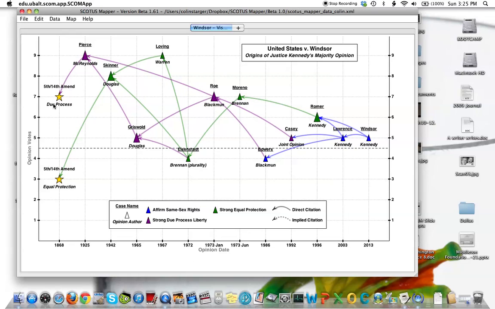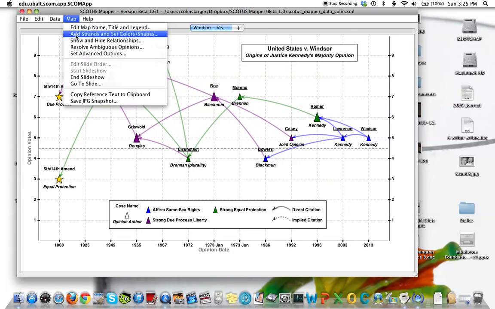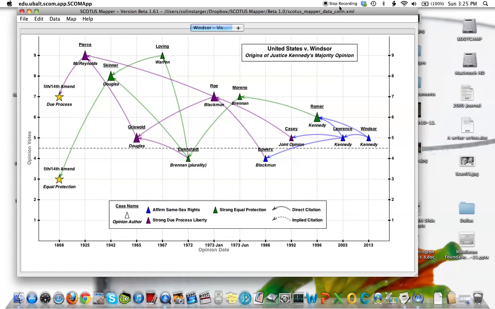Now, I've gone through this very quickly. Hopefully, the professors out there can realize how this software can be used to structure a discussion about these cases and these different lines of equal protection and substantive due process, and how they all laid up in some way to the Windsor decision striking down DOMA. And that is the end of the slideshow and the end of this little demonstration.